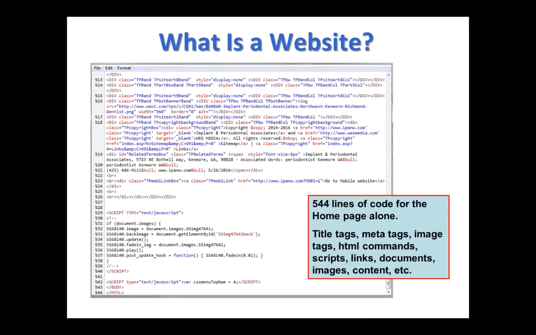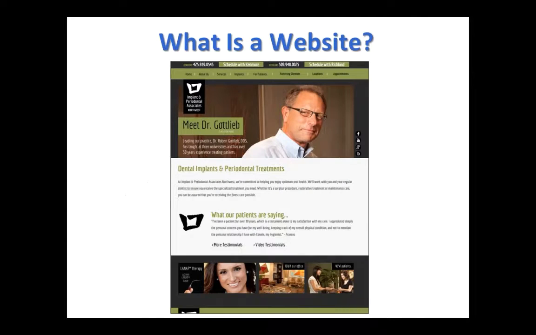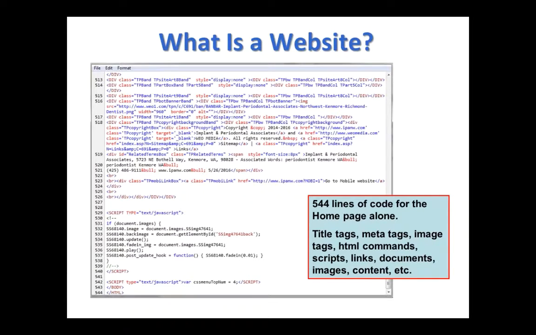Now, what's interesting about this is that there's also that same website, not even the whole website, just that one page. The home page alone has 544 lines of code. So when you consider that the whole website probably has dozens and dozens of pages, a website, as far as a search engine is concerned, has thousands and thousands of lines of code that look just like this.